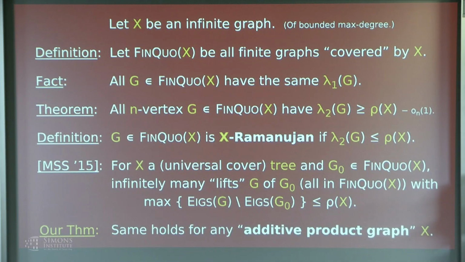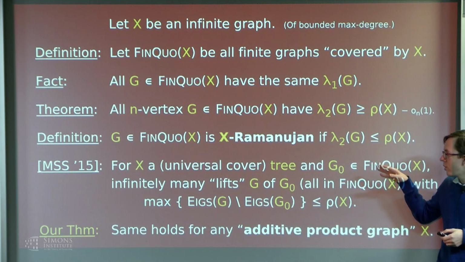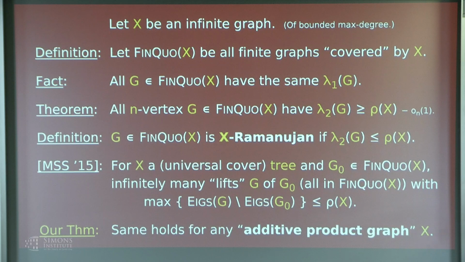And our main theorem is that this same theorem, exact same theorem, holds for any infinite graph X which is an additive product graph. And I'll explain what that is later. But in particular, that includes all universal cover trees. And it includes all graphs which are free products of vertex transitive graphs, which is kind of a lot of the nice looking infinite graphs. And it includes some other graphs.